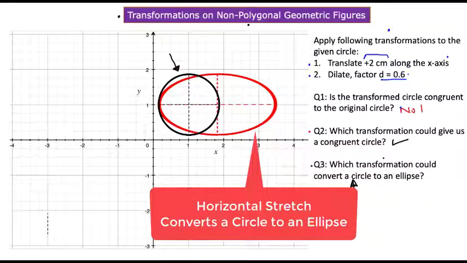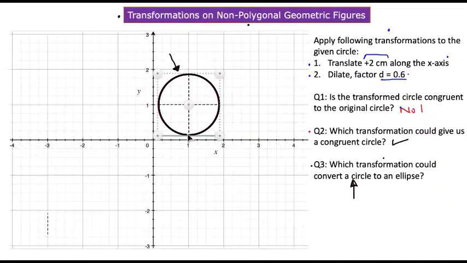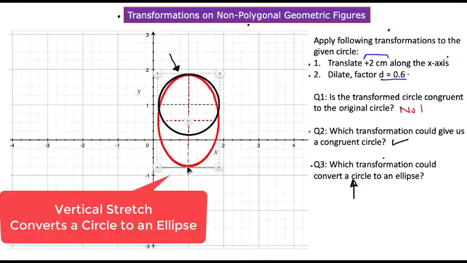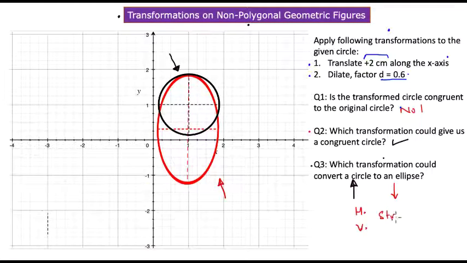Okay. If I reverse this transformation, I could apply the same thing but in a vertical direction, that is, I could stretch this object in the vertical direction and I would still obtain the same result, right? So this is my second kind of transformation. So there are two ways that would convert this circle to an ellipse. It would be either a horizontal or a vertical stretch.